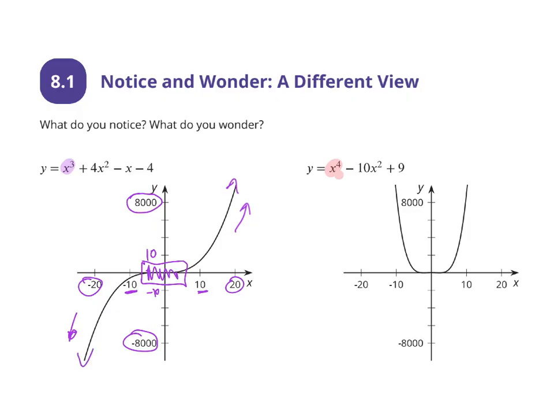Why? Because the degree tells us about the end of the graph, and that's what we're studying. And the same thing for the x to an even power. They end in the same spot. We're not worried about the middle of the graph in this lesson. It's not important. We're only worried about the ends.